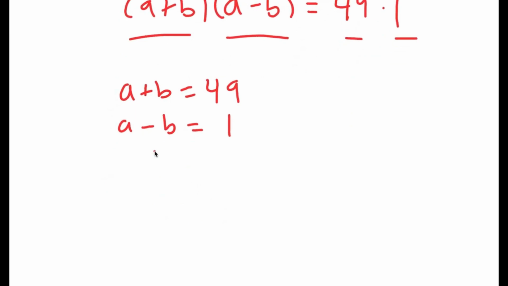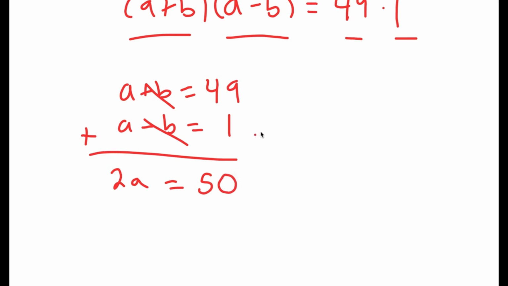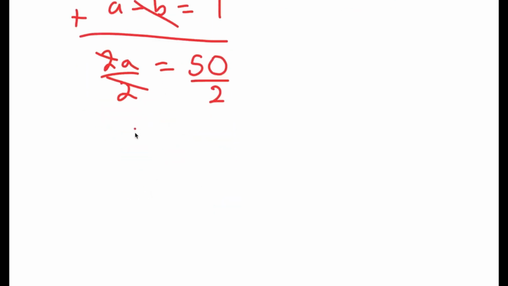So what we have here is a system of equations, and I'm going to add these equations. A plus a is 2a, b and negative b cancel out, and 49 plus 1 is 50. So I get that 2a is equal to 50, and if I divide both sides by 2, these two cancel out, and I get a is equal to 25.